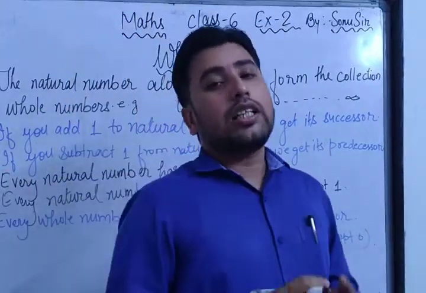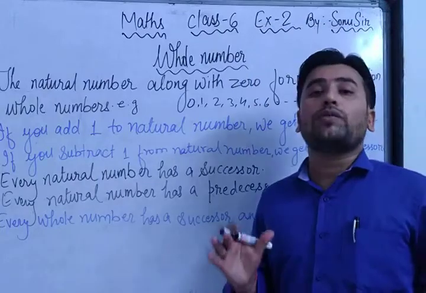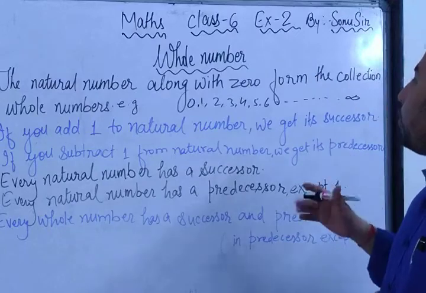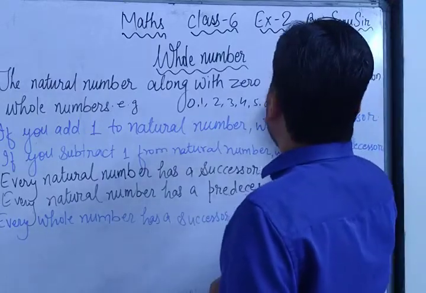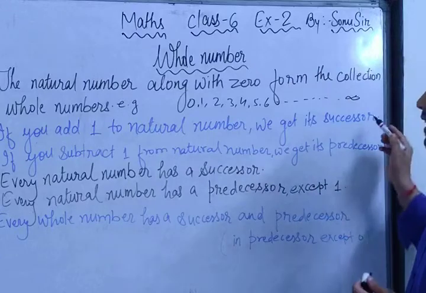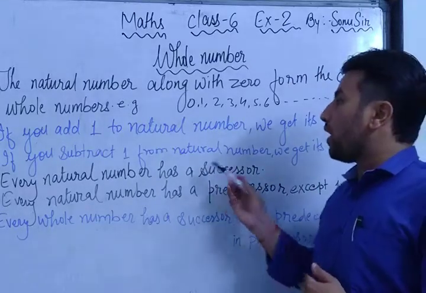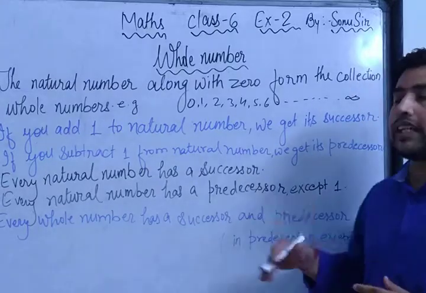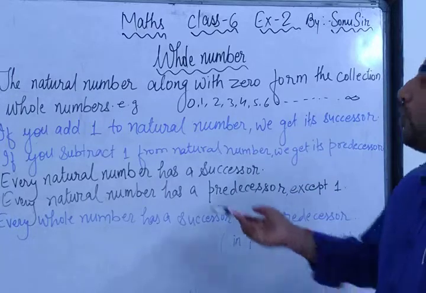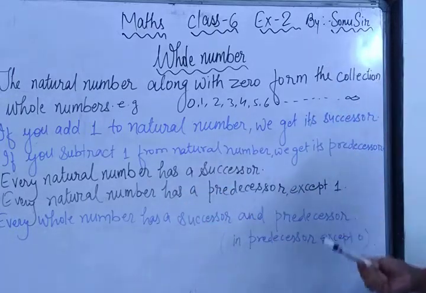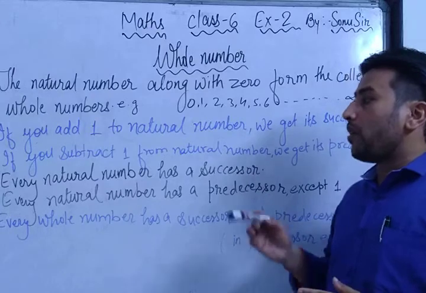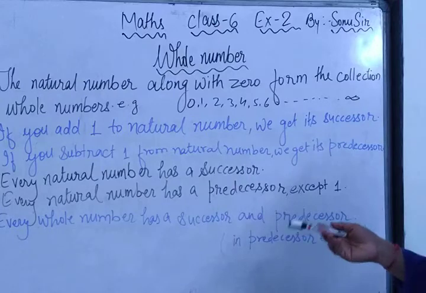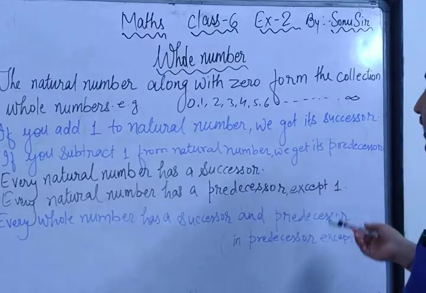So first of all, just taking the concept of the chapter, whole number. What is a whole number? The natural numbers along with 0 form the collection of whole numbers, as for example 0, 1, 2, 3, 4, 5, 6 till infinity. If you add 1 to a natural number, we get its successor. If you subtract 1 from a natural number, we get its predecessor. If you do minus 1 from all the natural numbers except 1, then you will get its predecessor. Every natural number has a successor, every natural number has a predecessor except 1.